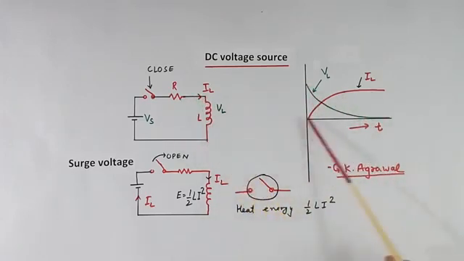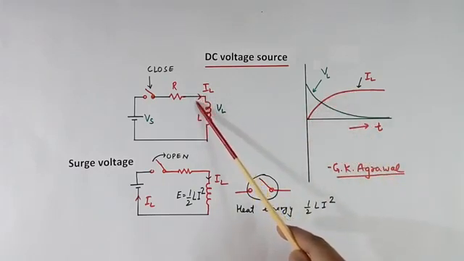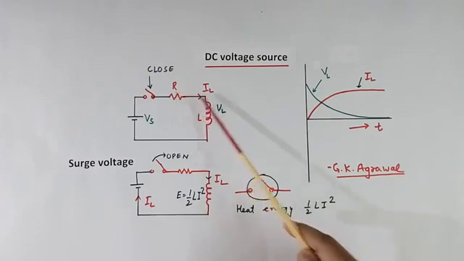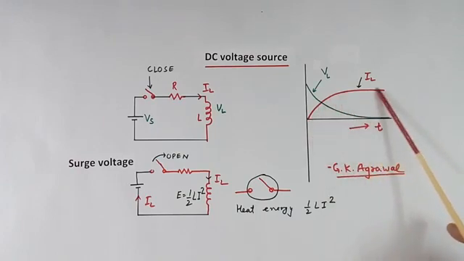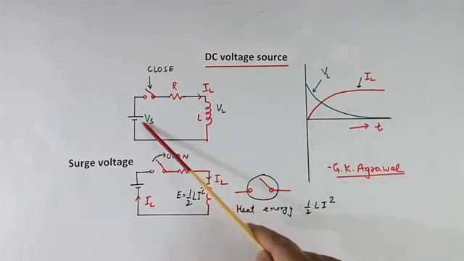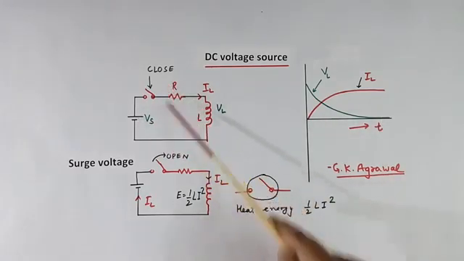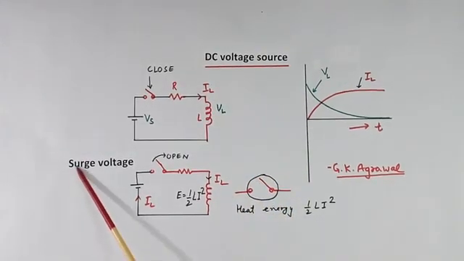Then slowly current will start increasing. When current increases, there will be a drop here, so voltage here will reduce. After some time, current will stabilize and this maximum current will be equal to Vs by R. At that time the inductor will not offer any resistance. Surge voltage.